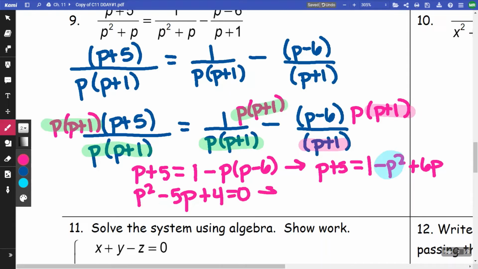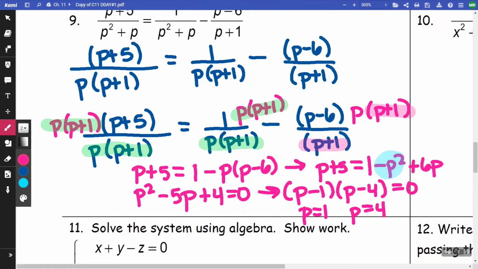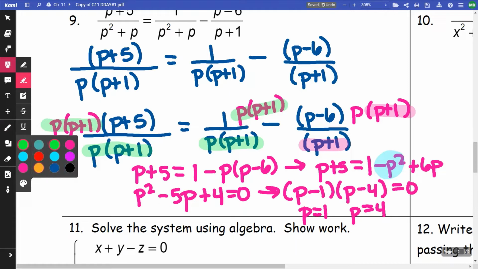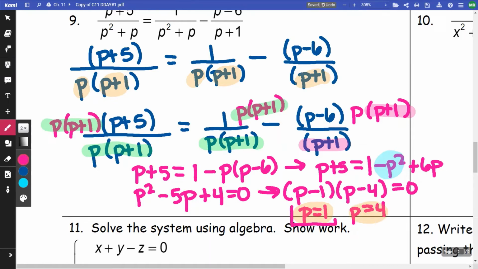This is factorable. This is going to be p minus 1, p minus 4 equals 0. So when I solve that, I'm going to get p equal 1 and p equal 4. Now, something that we want to check is restrictions, which we did at the beginning of the chapter. We haven't really emphasized as much now, but when I get a p equal 1, I need to make sure it does not make any of my denominators 0, and it doesn't. And same with my p equal 4. So those are going to be my answers because none of them made my denominator 0. If it made my denominator 0, that would just not be a solution.